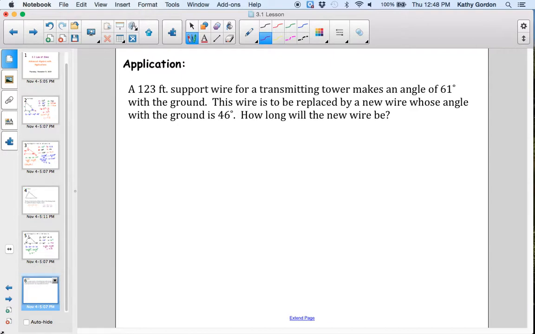So the first thing I want you to do is to draw a picture of what's going on in this problem. Don't try solving it or anything yet, just draw the picture. Transmitting towers are those big, tall, skinny metal towers you see every once in a while in a field, usually out in the country, that have the lights blinking on them. They've got all kinds of wires coming out of them. Those are transmitting towers. They're usually for radio or for cell phone. Okay?